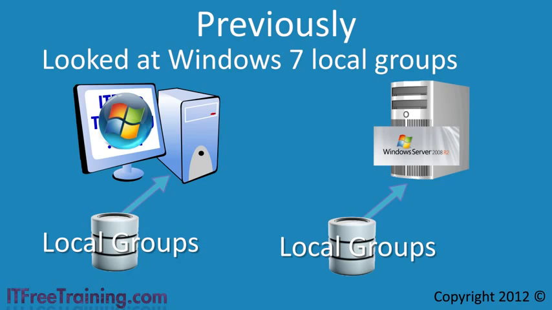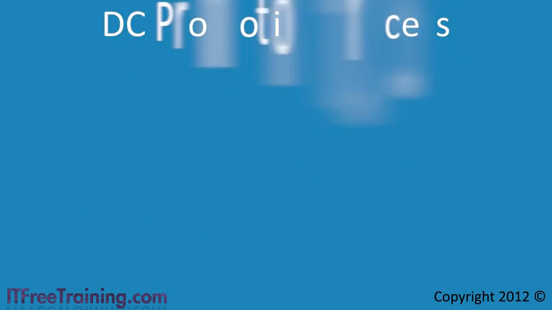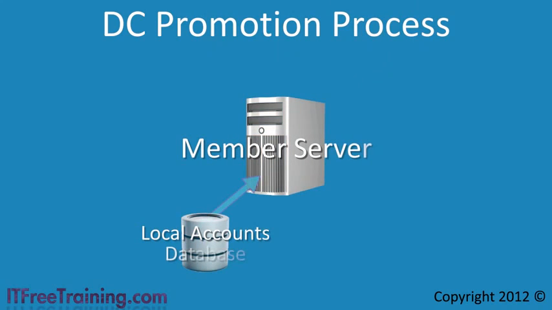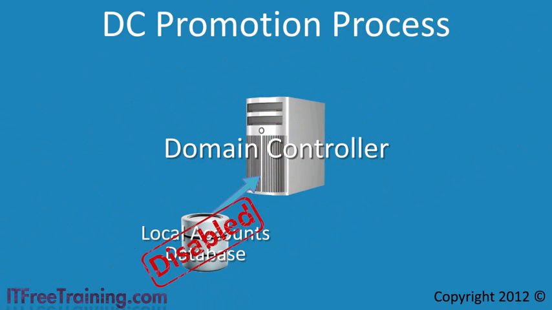I will only cover the built-in groups in Windows Server 2008 that do not exist in Windows 7. Before I look at these groups, I first want to look at what happens to the local accounts database on a server that is promoted to a domain controller. When you promote a server to a domain controller, the local user account database is no longer available. This helps protect the domain controller from unauthorized use.